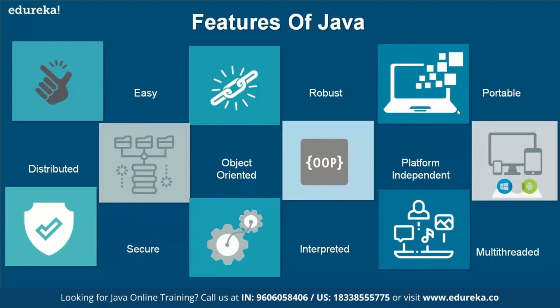Platform independent. The most important feature of Java is that it is a programming language used for developing platform independent applications. If you develop a Java application in one operating system, that application can run in any other operating system. That is what we mean by a platform independent application. How it is happening, you are already aware of that.